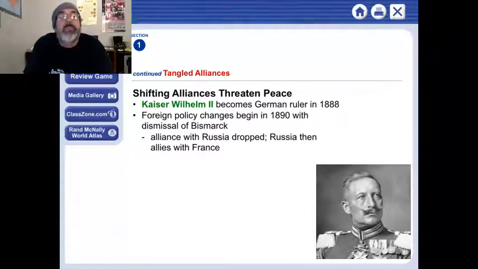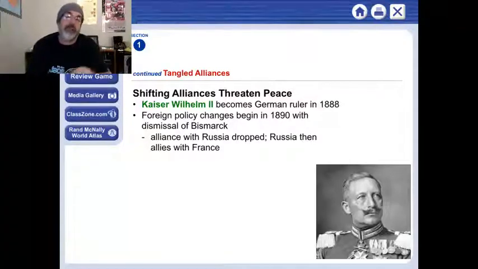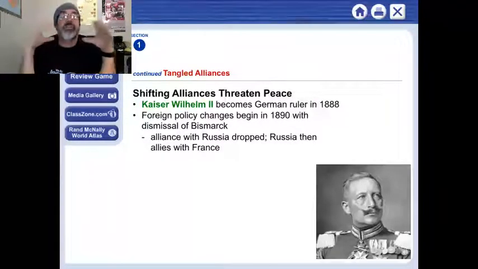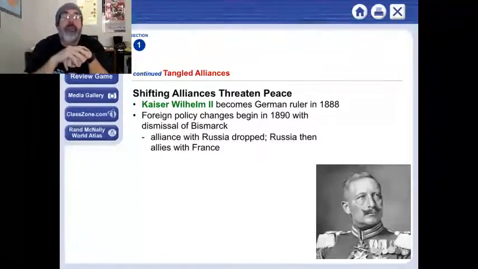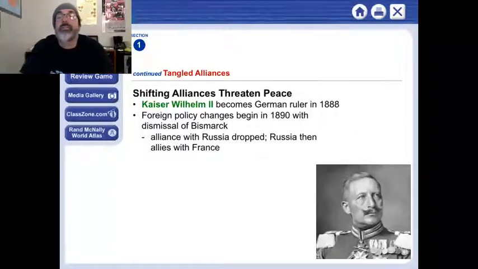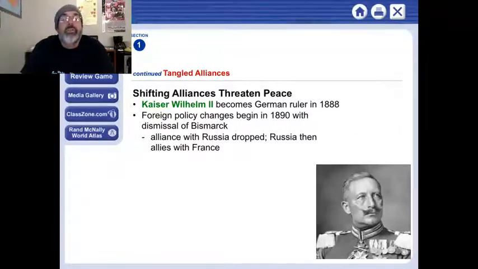They make an alliance with France, which is the nightmare Bismarck warned about for Germany, because Russia's on one side of Germany and France is on the other. So as we're going to see, Germany is stuck in between the two powers, and that's going to be a very fateful decision.